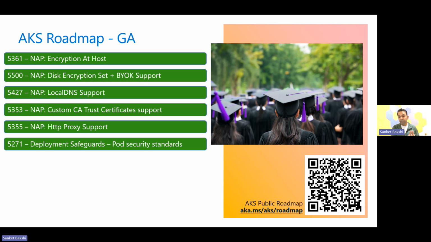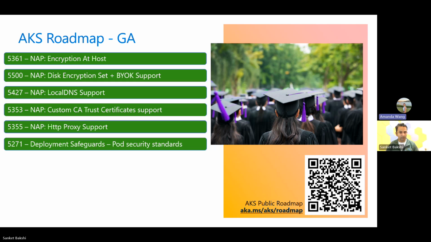The deployment safeguards are now validating each and every workload against these security standards. Your baseline policies would block dangerous privilege escalations, and then the restricted policies would enforce maximum hardening. I know we have Amanda on the call. Amanda, anything else that you wanted to add on the deployment safeguards? No, not at this time.